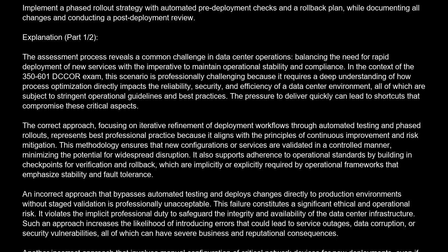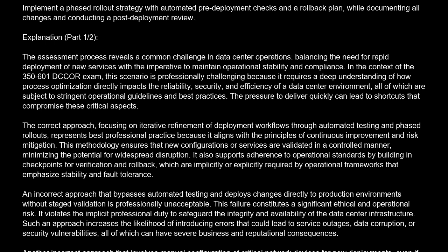Correct answer is A. Implement a phased rollout strategy with automated pre-deployment checks and a rollback plan, while documenting all changes and conducting a post-deployment review. Explanation: the assessment process reveals a common challenge in data center operations, balancing the need for rapid deployment of new services with the imperative to maintain operational stability and compliance.